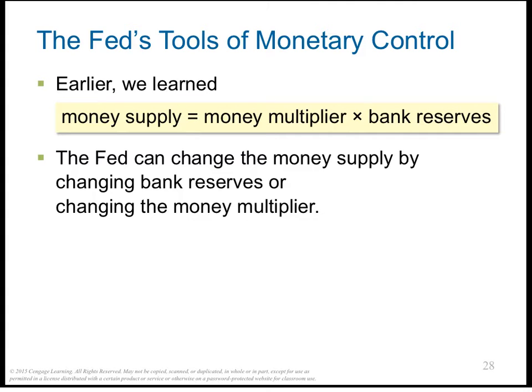We can group all these tools into two groups: those that influence the quantity of reserves and those that influence the reserve ratio and thereby the money multiplier. So we will look at the tools that affect the quantity of reserves, and we will also try to understand tools that influence the reserve ratio, which also influence the money multiplier.